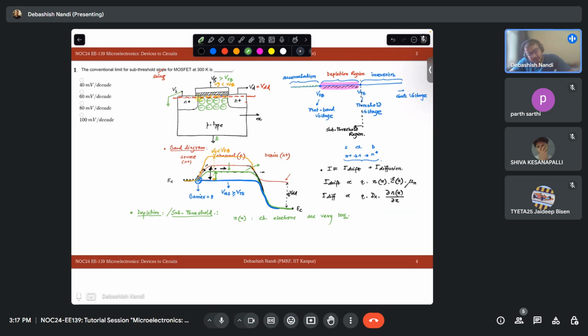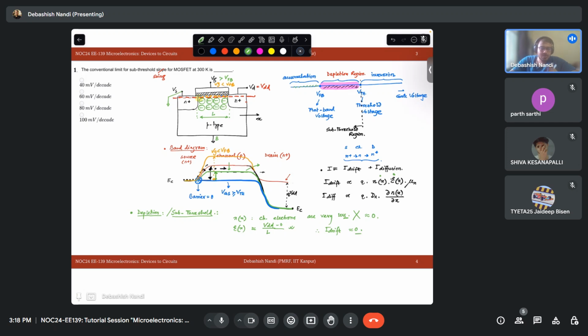So for your drift component, your electric field is the same. Let's say this is your L, so your electric field will be approximately VDD over L, right? VDD minus 0, the voltage difference between drain and source, over your length. So this remains the same, but n of x is almost negligible. It is the product of this term and this term, so your I drift becomes almost equal to 0.